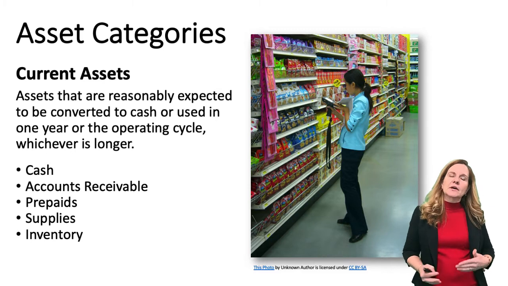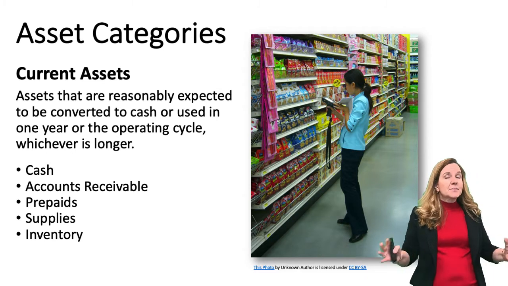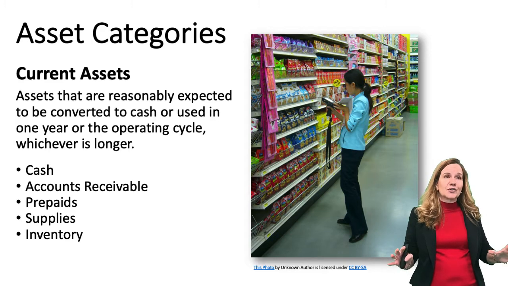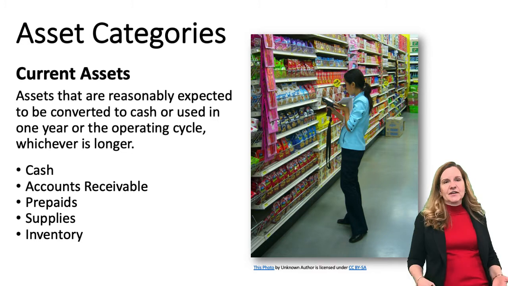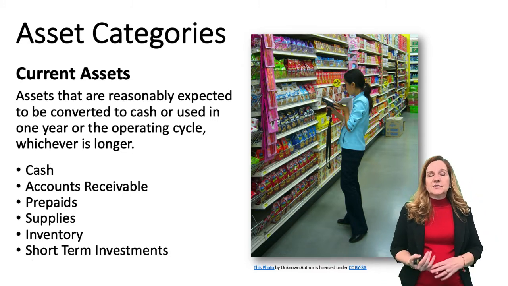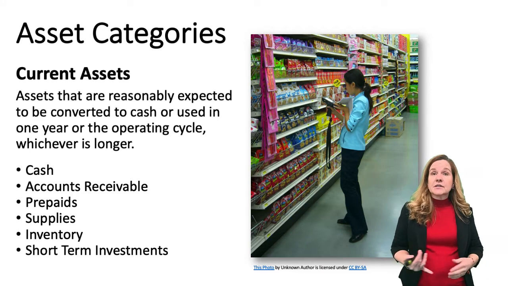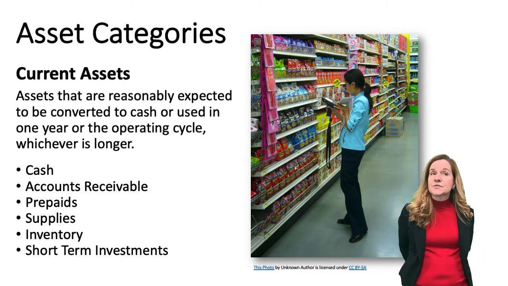Inventory. Inventory are items that we purchase to resell to customers. And believe me, companies do not want to stock inventory for longer than a year. They want to sell it as fast as they can so they can get the cash in to pay for that inventory. Short-term investments. Short-term investments could be investments in stock, trading securities that they plan to sell if stock prices increase. So those were examples of current assets.